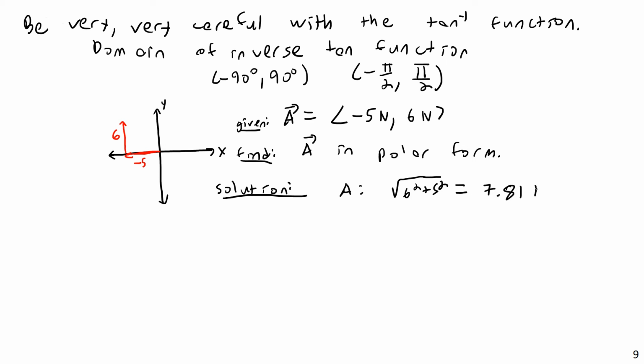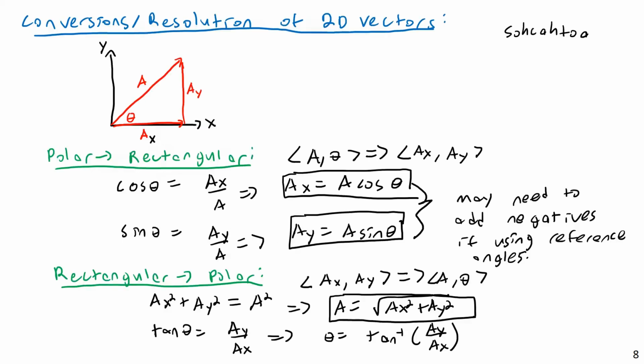And notice for the angle, I deliberately chose something with a theta well outside of our domain for the arctan function. So the A is fine. Again, that's a magnitude. That's not going to have any problem. Now, what about the theta? And this is where people really flub up.